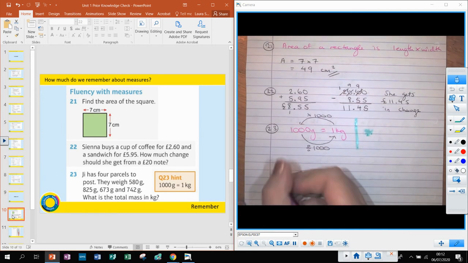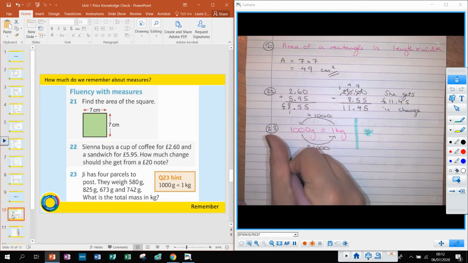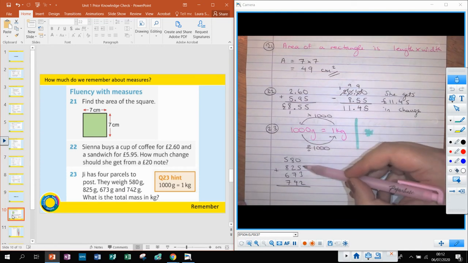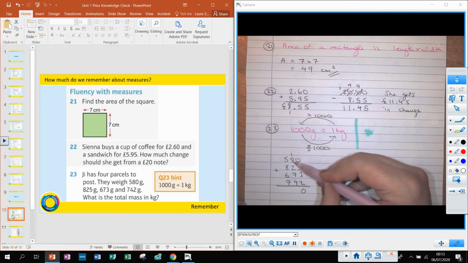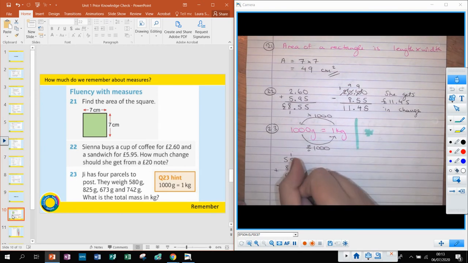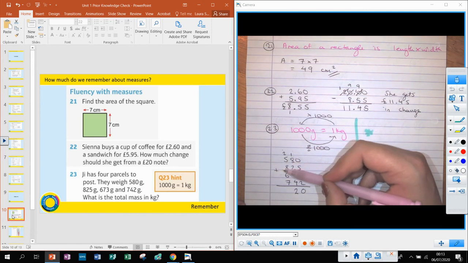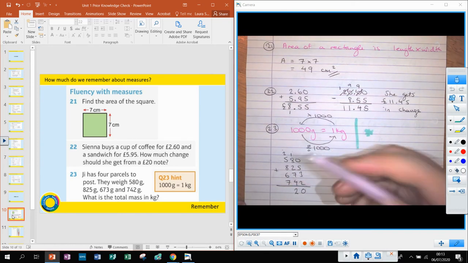All right, so let's do the question now. I'm going to need my total. So we have 580 plus 825 plus 673 plus 742. So we're adding all of that up. 5 plus 3 is 8 plus 2 is 10. 1 plus 8 is 9, plus 2 is 11, plus 7 is 18, plus 4 is 22. 2 plus 5 is 7, 7 plus 8 is 15, 15 plus 6 is 21, 21 plus 7 is 28.